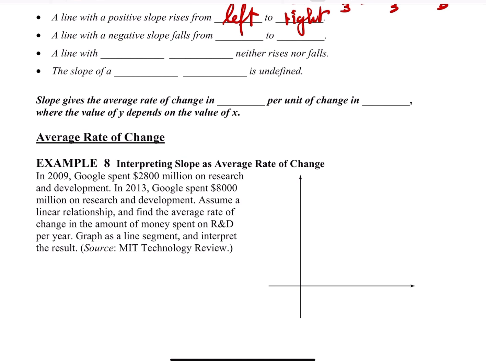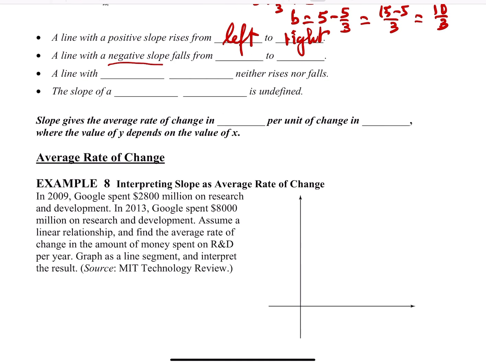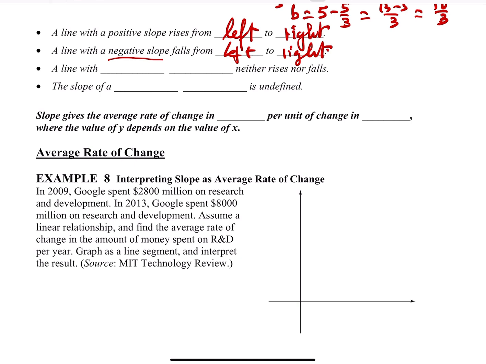The second one, a line with a negative slope falls from left to right. Good. Okay? Now, a line with negative slope falls from left to right.